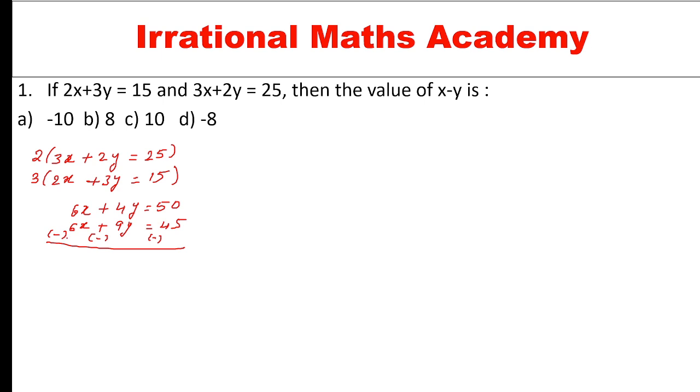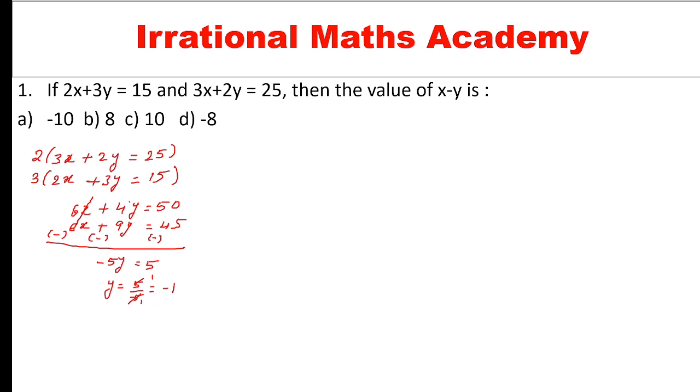6x minus 6x gets cancelled. 4y minus 9y, minus 5y equal to 50 minus 45, 5. And y equal to 5 by minus 5, which is minus 1.